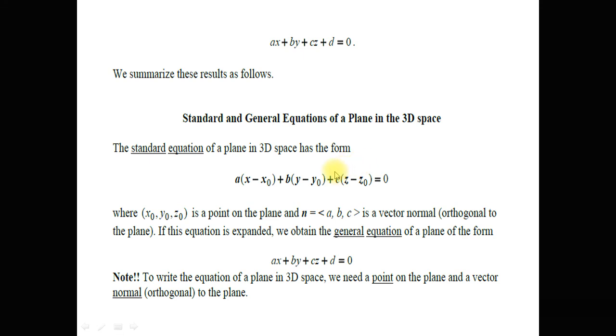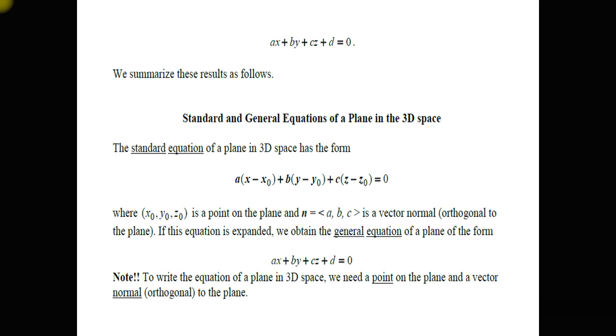So dear students, in this video lecture I told you about the equation of a plane in 3D space. For the equation of a plane, we need one point and one normal vector for the plane. And how can we find the distance between planes? If two planes are given, then choose one point on one plane and find the distance between that point and the other plane.